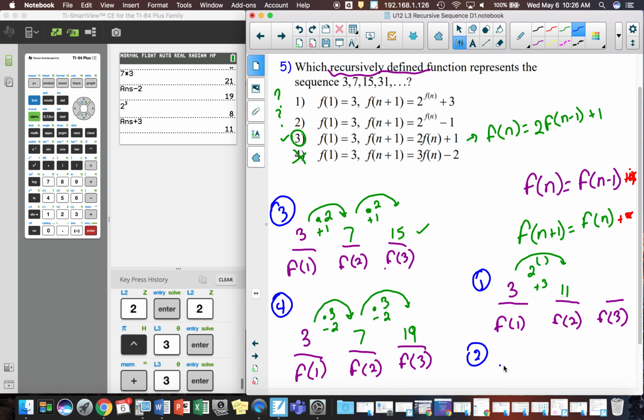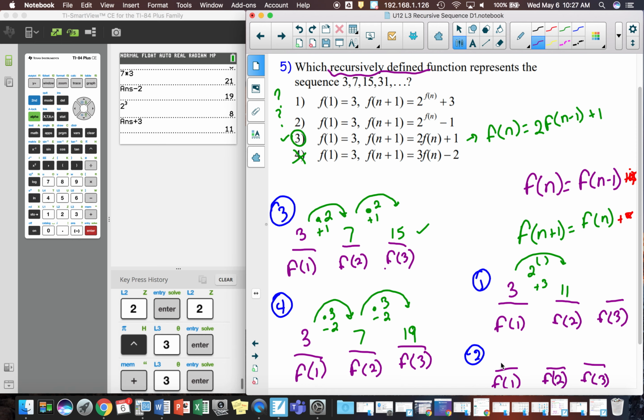So for number 2, we have f of 1, f of 2, and f of 3. Hopefully you guys are seeing that this method is a lot easier and it takes up a lot less space. That's why I'm using it a lot more. So for number 2, it's saying that we need to take 2, raise it to the previous term, and then subtract 1. So pretty much the same thing as this rule, but instead of adding 3, we're subtracting 1.